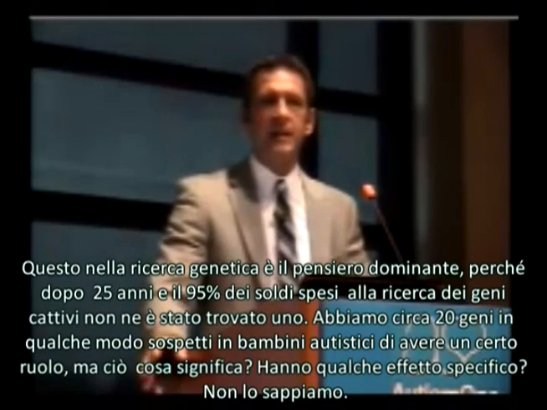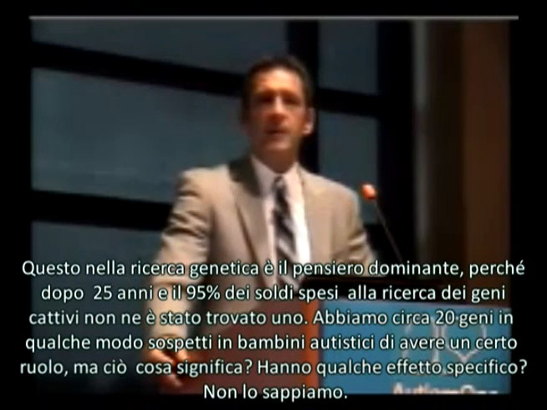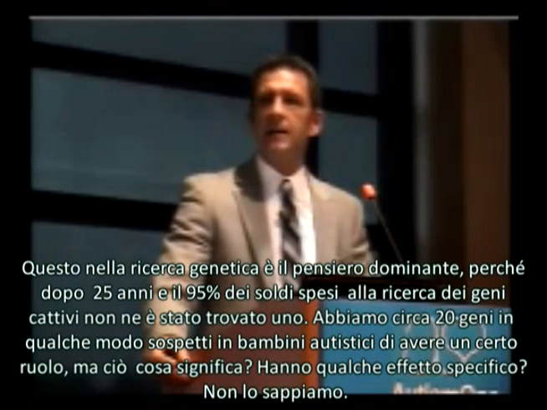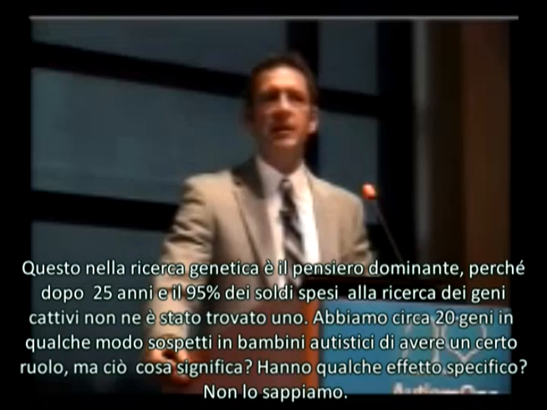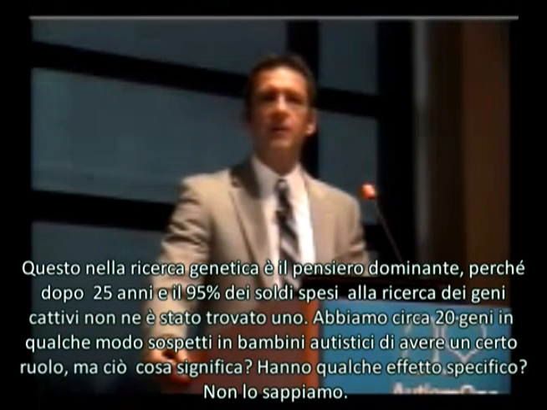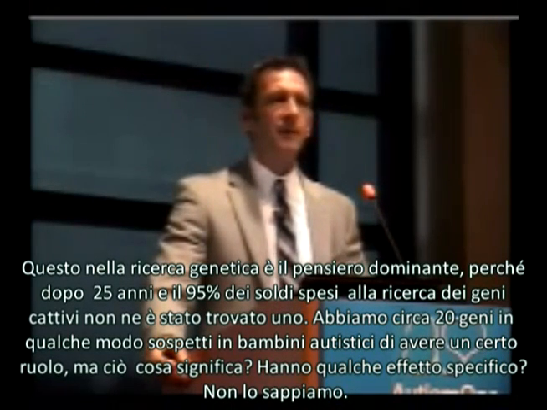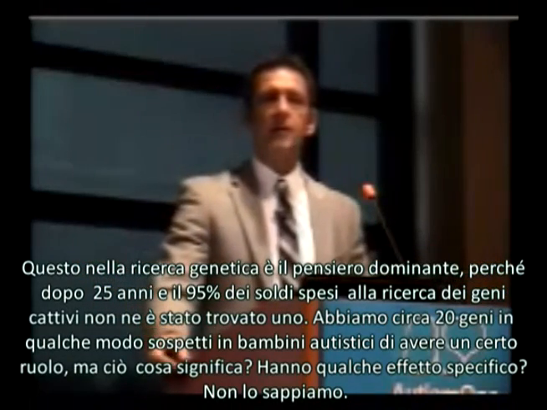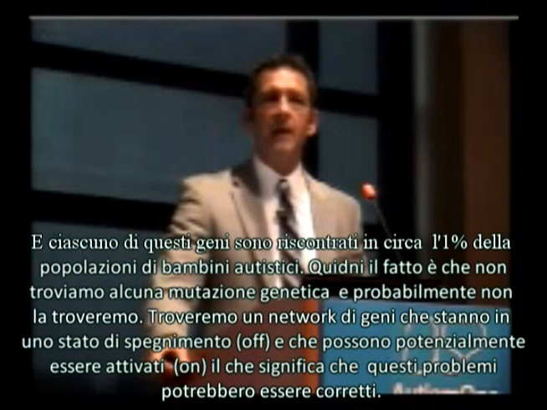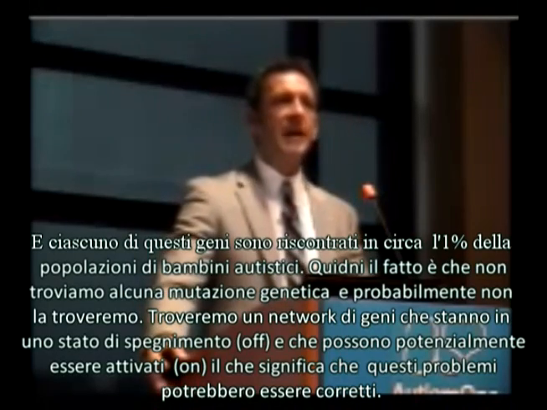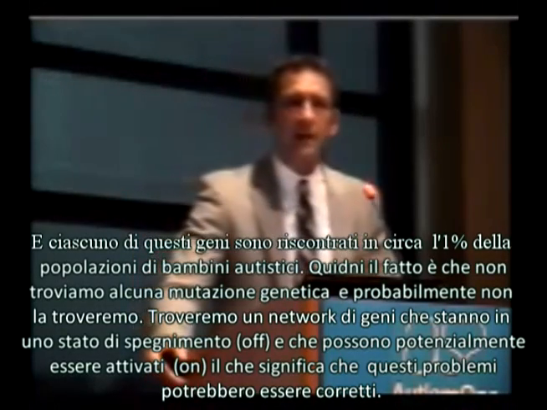And this is the cutting edge thinking right now in genetic research, because after 25 years and 95% of the dollars looking for the bad gene, we've yet to find it actually. We have 20 some odd genes that are suspicious in children with autism that seem to be more prevalent, but what does that mean? Does it affect anything in particular? We don't know. And any of those genes are only found in roughly 1% of the population of children with autism. So the fact is we're not finding gene mutations, and we're probably not going to find gene mutations.